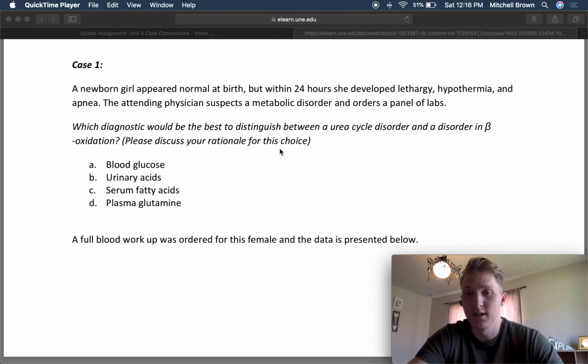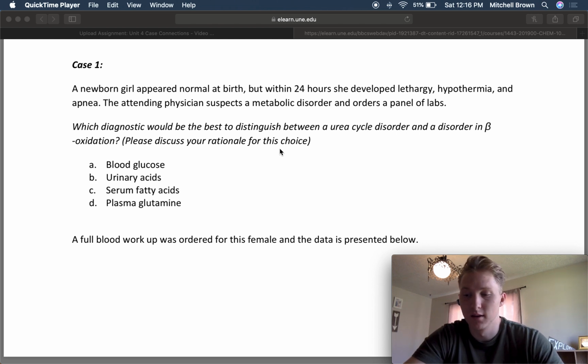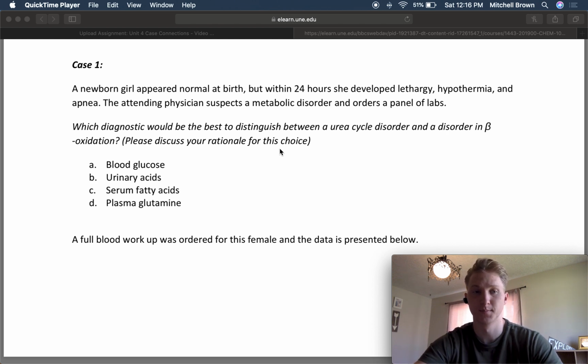So we will discuss these different panels now. First, a blood glucose test. I decided that neither of these processes deal with glucose or have an effect on blood glucose levels. So this would not be a good test to distinguish between the two.